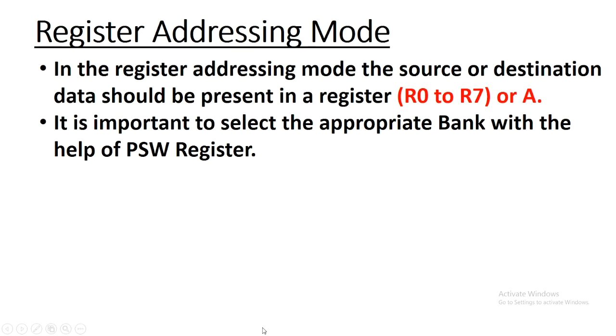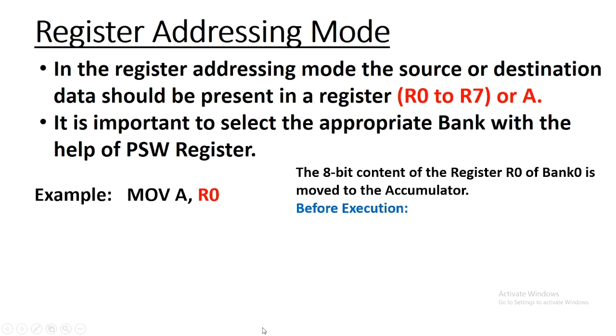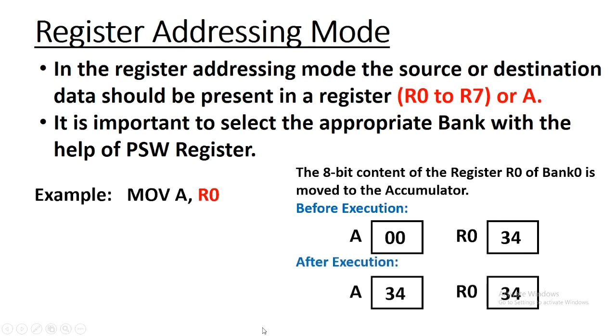So in a register addressing mode, both source and destination are registers. For an example, MOV A, R0. Here the 8-bit data of R0 will be copied into the accumulator. Before the execution, A is having 00, R0 is having 34, and after execution the 34 of R0 will be copied into the accumulator. So now A and R0 both are having the same data.